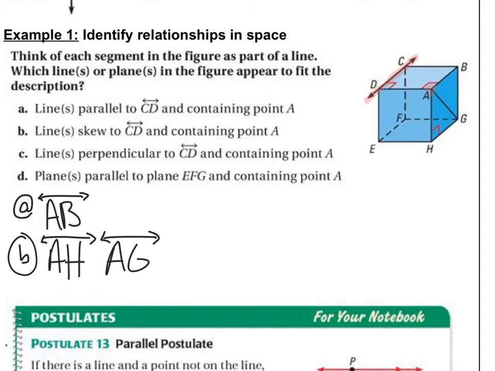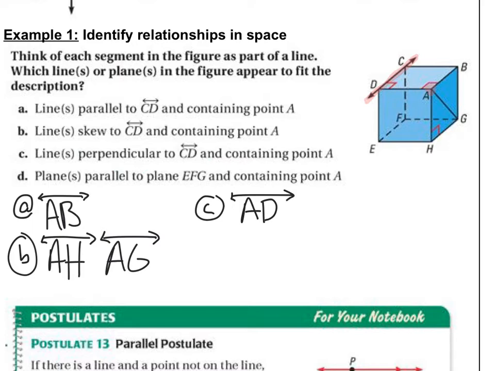Okay, letter C. Are there any lines perpendicular to CD that contain the point A? Again, remember perpendicular means to intersect at a right angle. So we need to look at CD and look at any right angles that are made. If these two are right angles, then these two up here will be right angles. We have to contain point A, so there's only one line that's perpendicular to CD that contains point A, and that is AD.